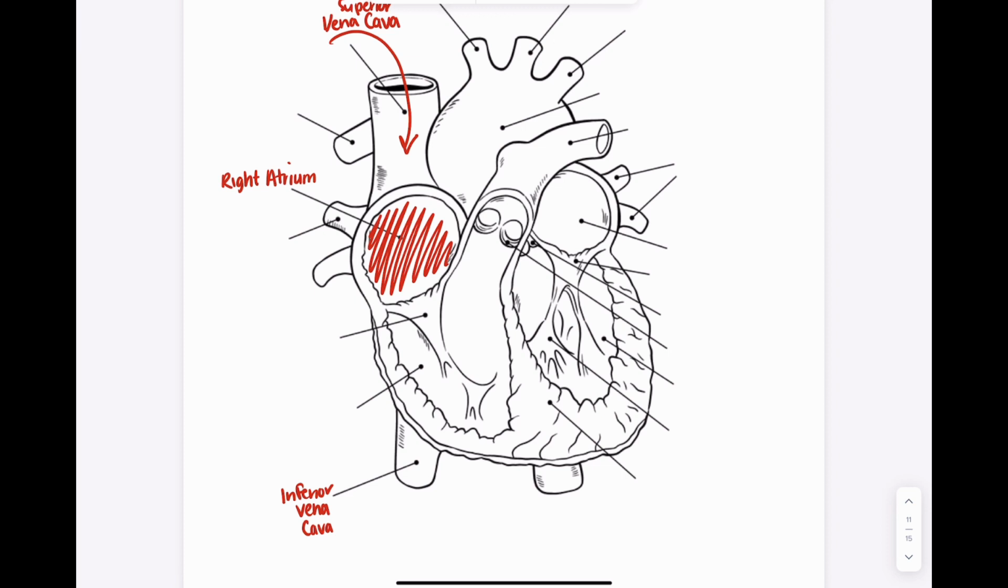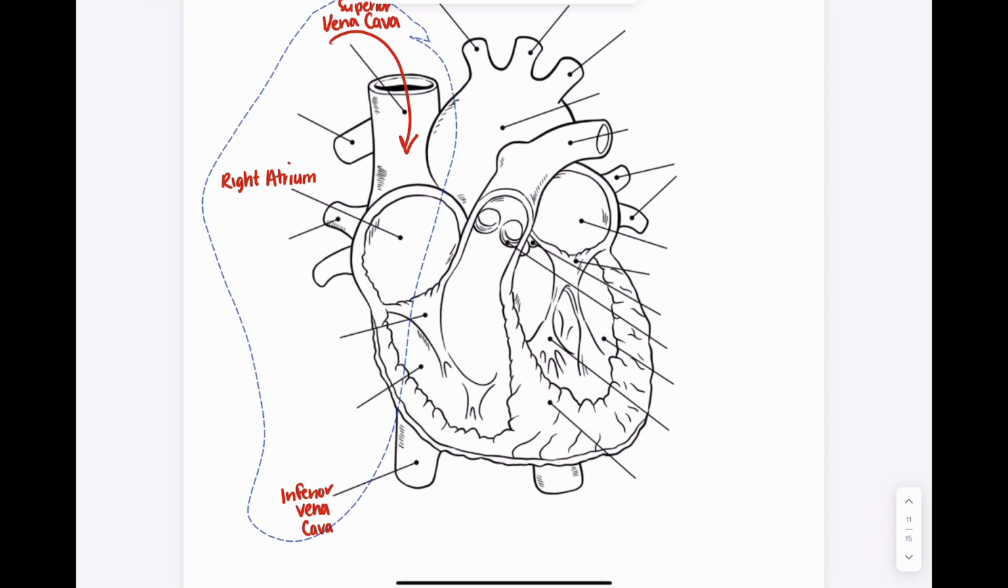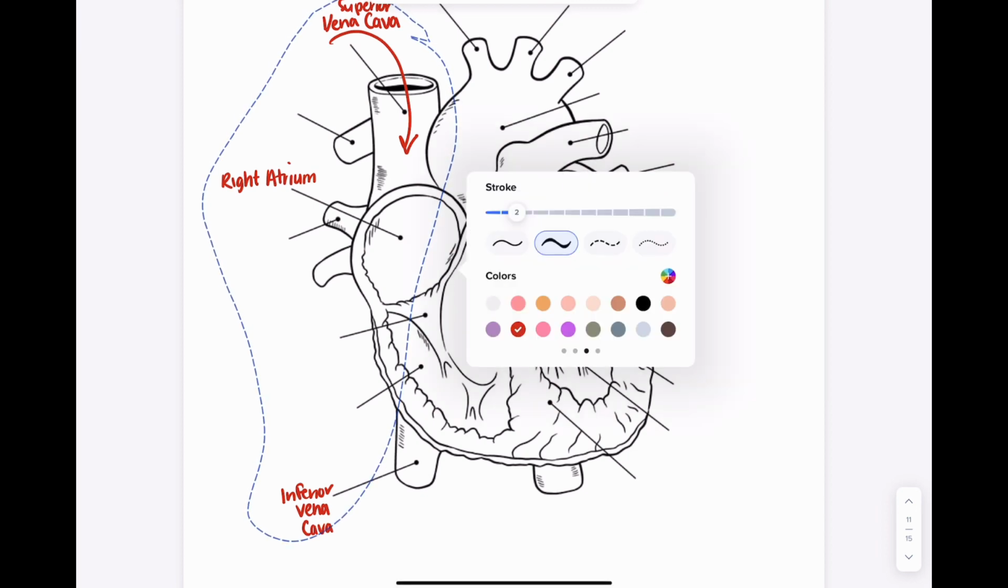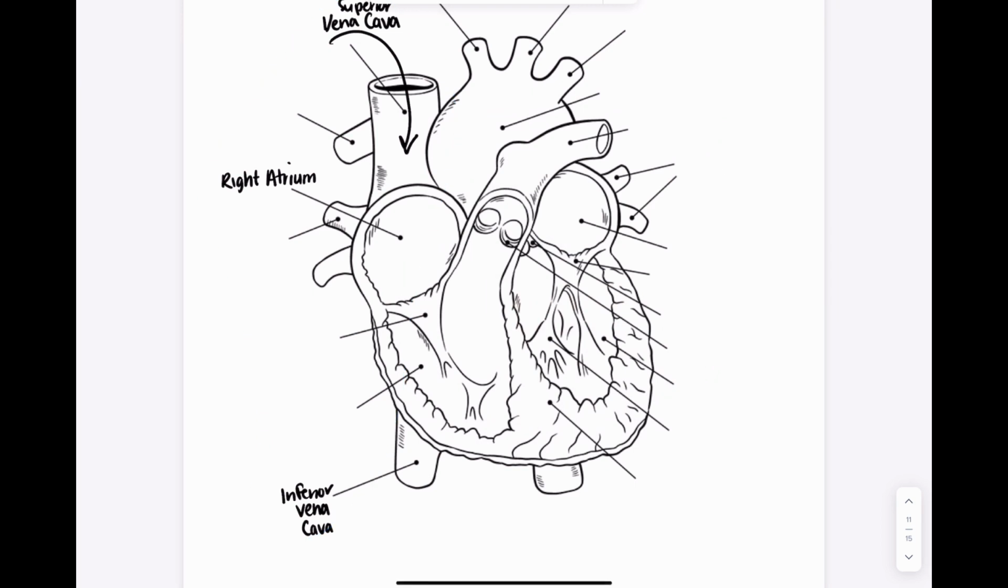So blood starts there. I'm going to take away that. I'm going to change all these to black lettering so that when I do my arrows, style, black. Okay. So that's what we're seeing here. Blood comes in from there.